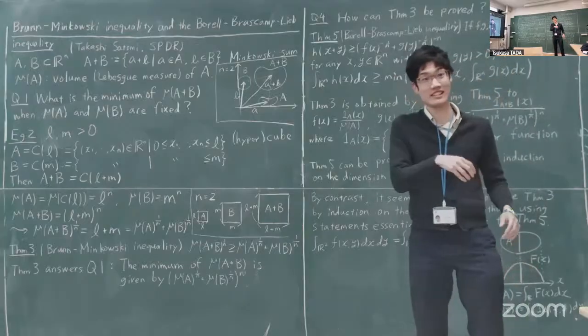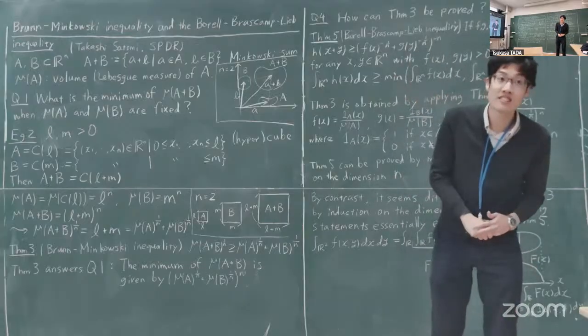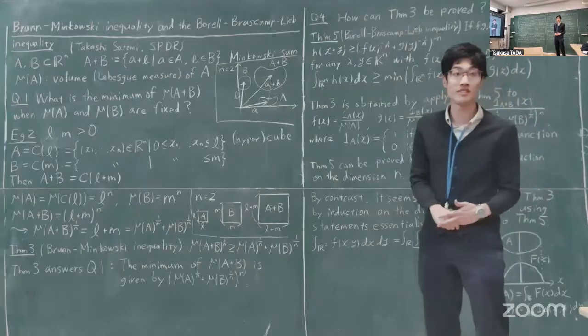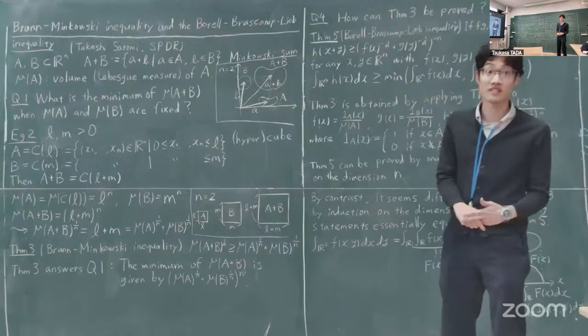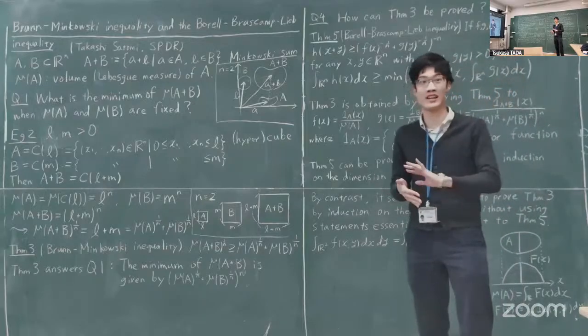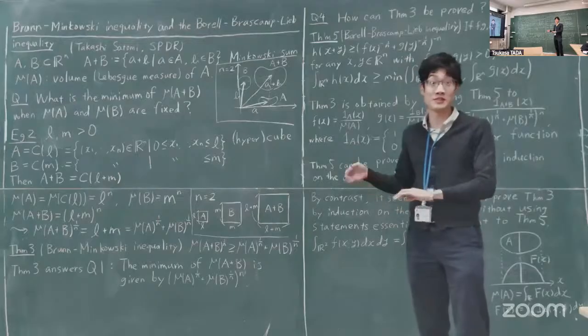Take a Gaussian measure instead of the Lebesgue measure. I mean, here the volume is the Lebesgue measure, but if you take another measure, do you ask about the other measure version?